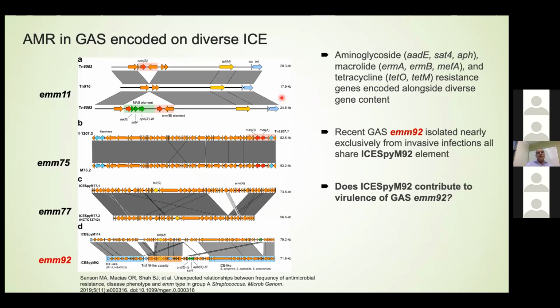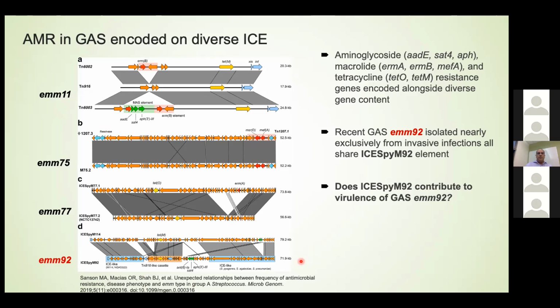So when we look more in depth at the source of the antimicrobial resistance in these serotypes that are highly invasive, through using whole genome sequencing, we found that the antimicrobial resistance in these strains is encoded in a diversity of ICE. So this figure just illustrates the different ICE in each one of these serotypes in which the antimicrobial resistance is encoded. And I just want to draw your attention to M92s, which contain an ICE of recent emergence, ICE-M92.